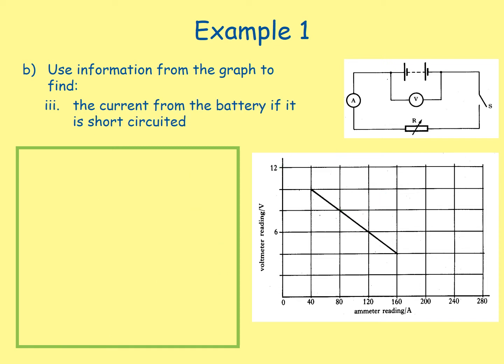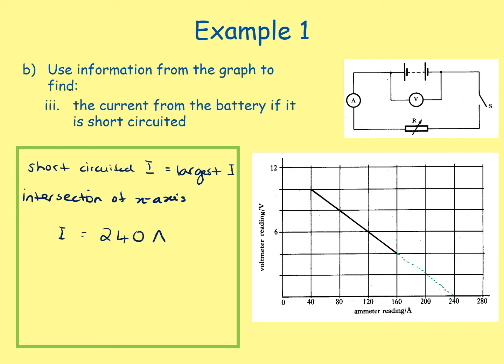Part 3, we were calculating the current from the battery if it is short-circuited. Remember, a short-circuited current is equal to the largest current. So that's the intersection of our x-axis this time. So having a look at our graph again, we know it's a nice straight line. We can follow that dotted line down to 240. So our current is 240 amperes.